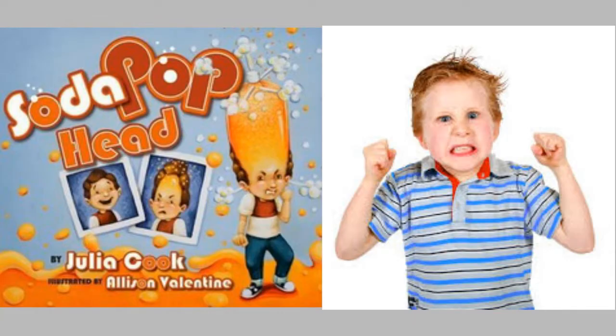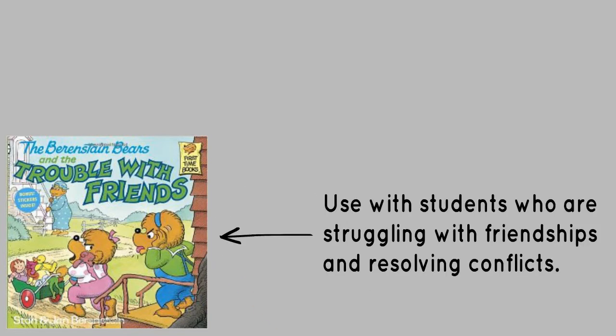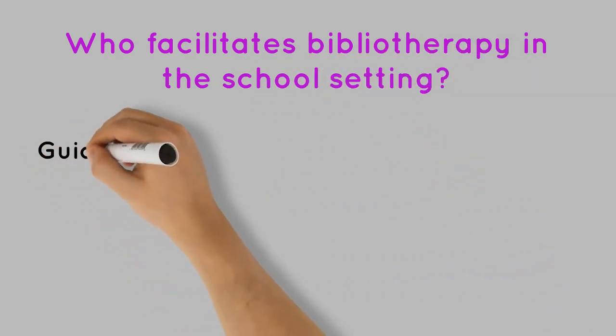It is important for teachers to select books about characters that are experiencing the conditions that the student is living through. The Berenstain Bears and the Trouble with Friends by Stan and Jan Berenstain is an example of a book that teachers could use with students who are struggling with friendships and resolving conflicts. In the school setting, there are three main people that use bibliotherapy with students. The first is the counselor.